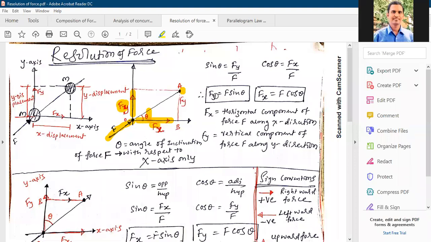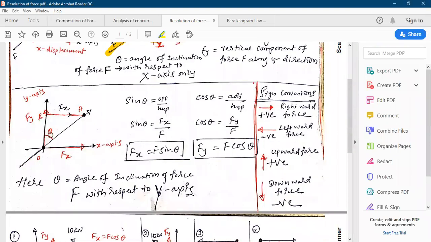That component of force we have calculated here. So Fy is given as F sin theta and Fx is given as F cos theta, when you take the angle of inclination with respect to the x axis. Similarly, if I take the angle of inclination with respect to the y axis, the formulas get interchanged: Fx is equal to F sin theta and Fy is equal to F cos theta. This is the resolution we have seen. Resolution of force is the method or technique of finding the x component as well as the y component of force.